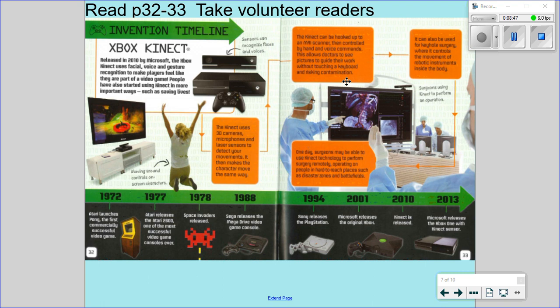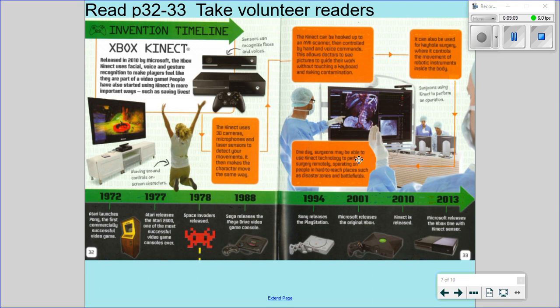That's quite good, isn't it? So they're not touching the keyboard, which could have germs and things on. So instead, they're using it by hand and voice commands. It can also be used for keyhole surgery, where it controls the movement of robotic instruments inside the body. Surgeons using Kinect to perform an operation.